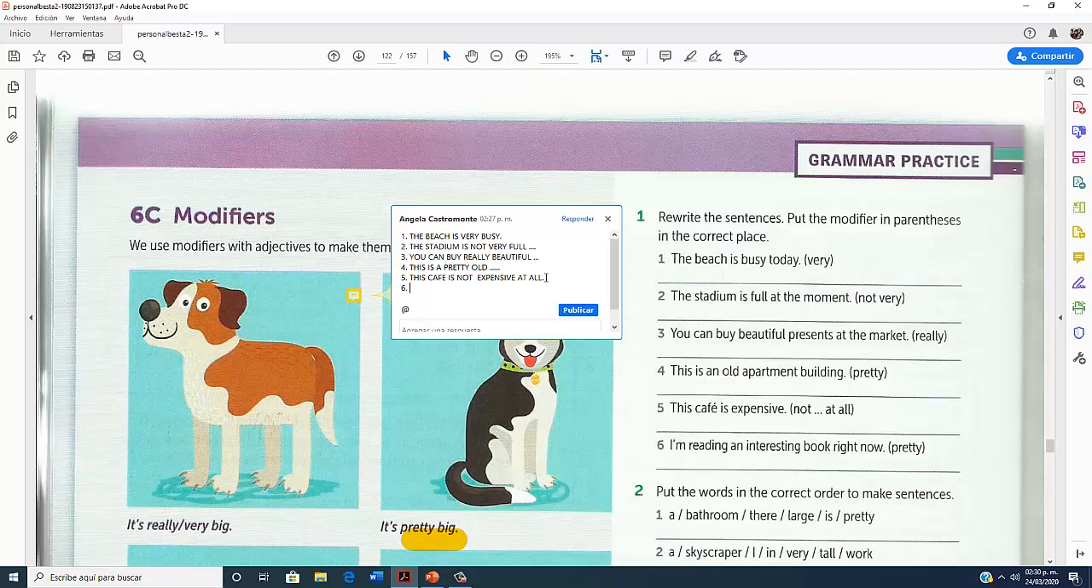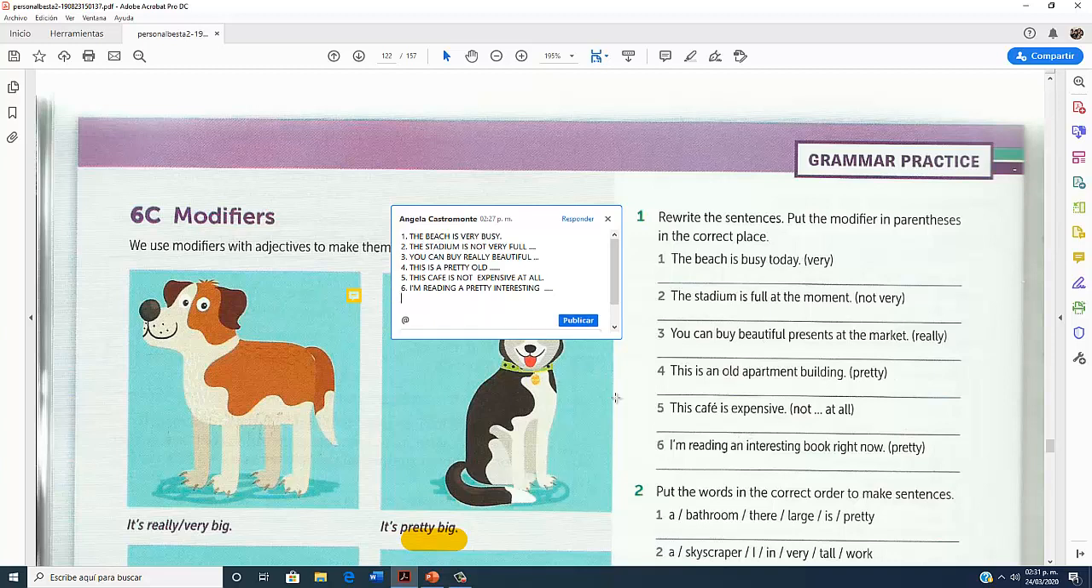Okay? Number 6, I'm reading an interesting book right now. So in that sentence, we would say, I'm reading. And where's the adjective here? Remember, these words come before the adjective. Here the adjective is interesting. So you need to use pretty interesting. I'm reading a pretty interesting book right now.